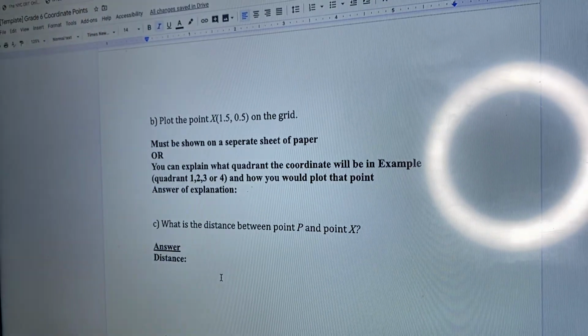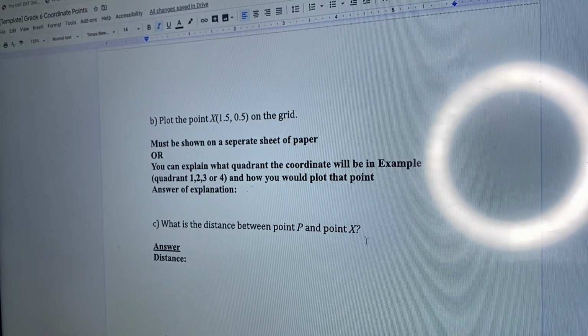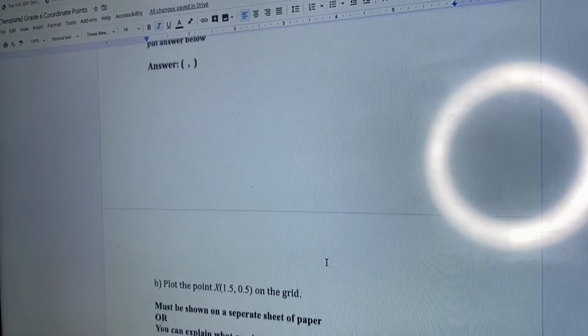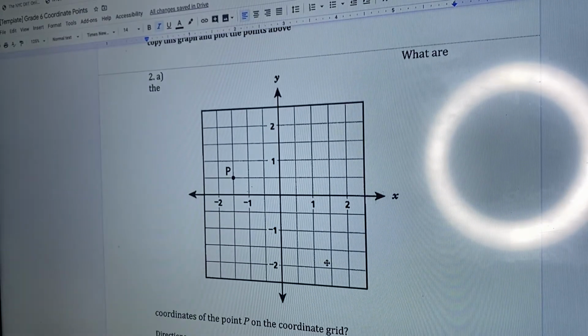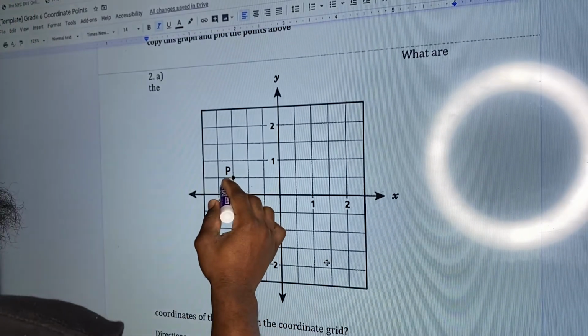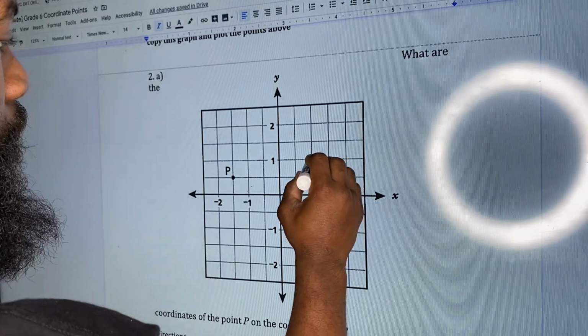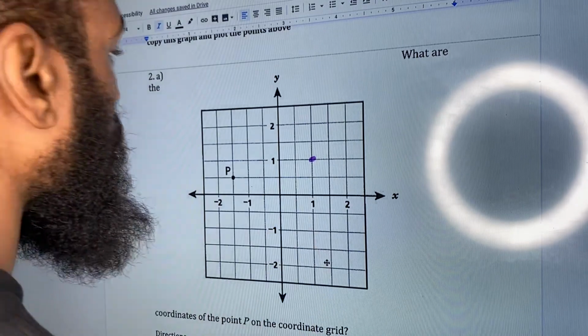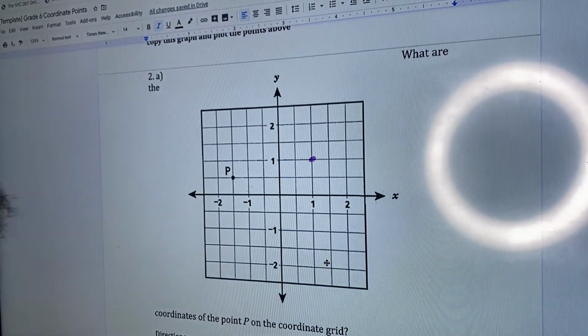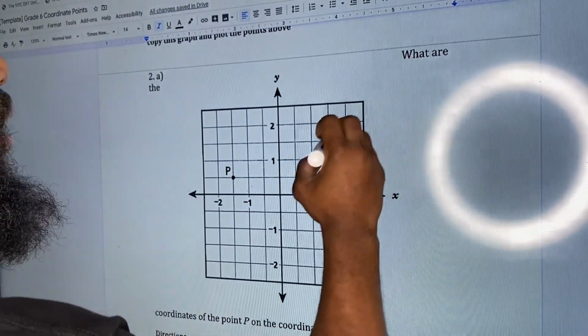Here, what is the distance between point P and point X? You can count this on the screen actually. So let's say point P is here, right? And point X is here. So we have the distance, right?